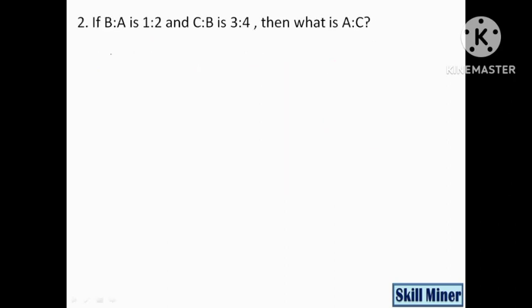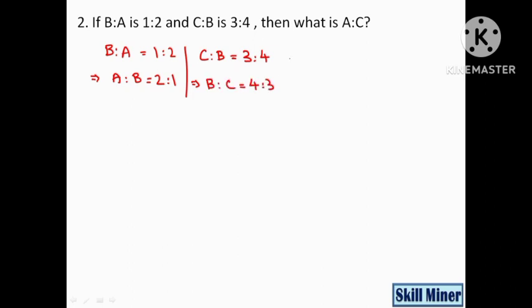See the next problem. Ratio of B is to A is 1 is to 2, which means A is to B will be 2 is to 1. And ratio of C is to B is 3 is to 4, which means ratio of B is to C will be 4 is to 3. We need to find A is to C.